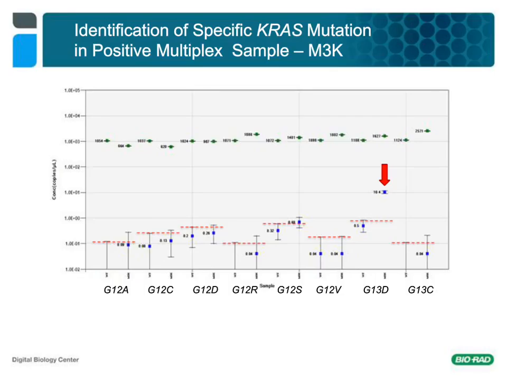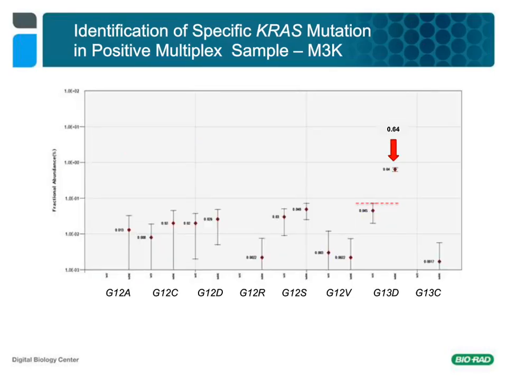There was some amplification bias, as is often seen with preamp, which altered the 1% mutant to 0.64% mutant after preamp. But since we had an absolute measurement from the initial screen, a qualitative answer was perfectly acceptable.